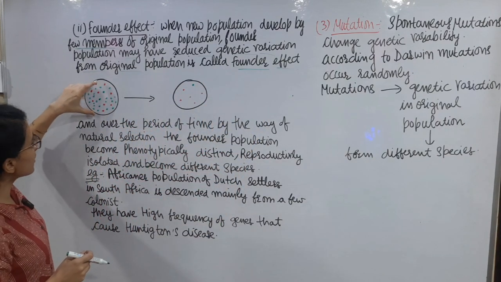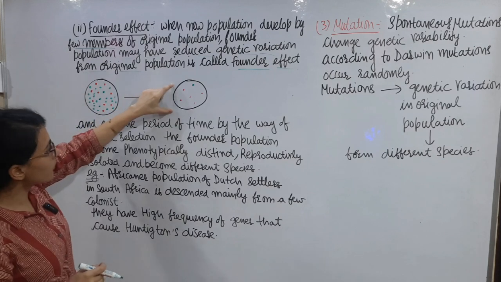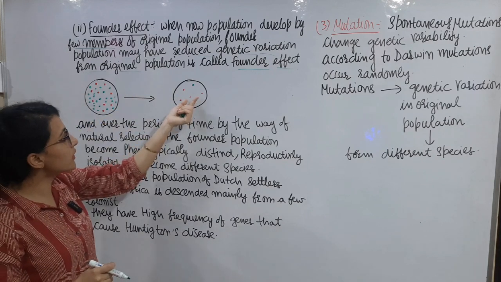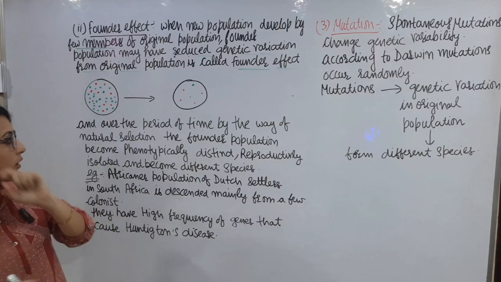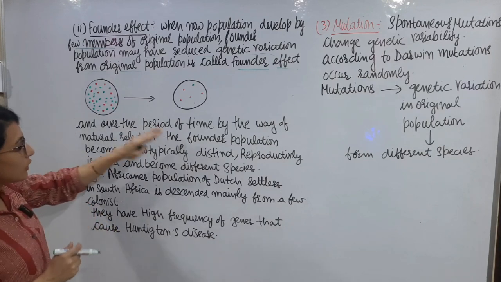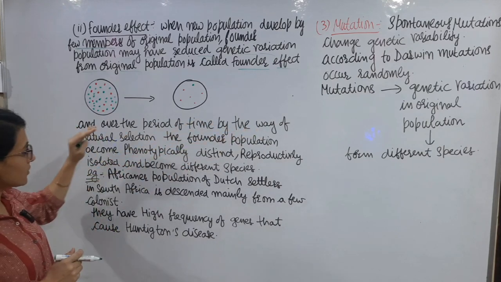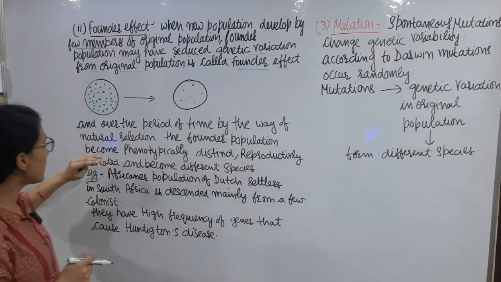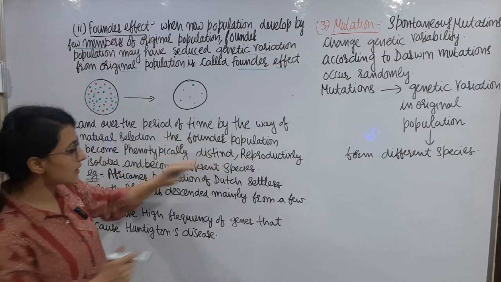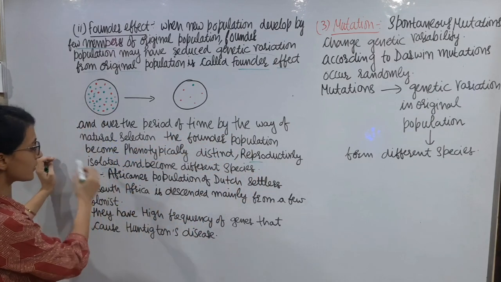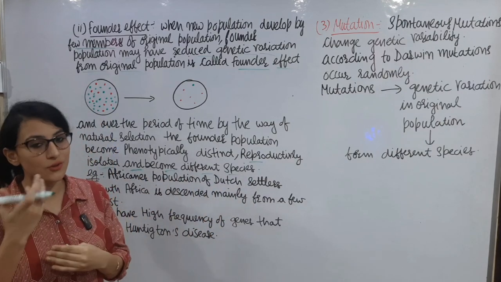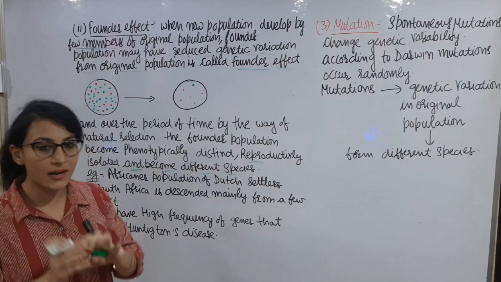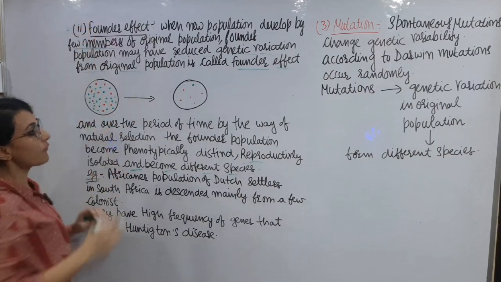Suppose this is the original population and this is the founder population. Now the founder population differs genetically from the original population. So this is called the founder effect. And over a period of time, by way of natural selection, the founder population becomes phenotypically distinct and reproductively isolated, and it becomes a different species. So this is how speciation can occur by way of genetic drift or founder effect.